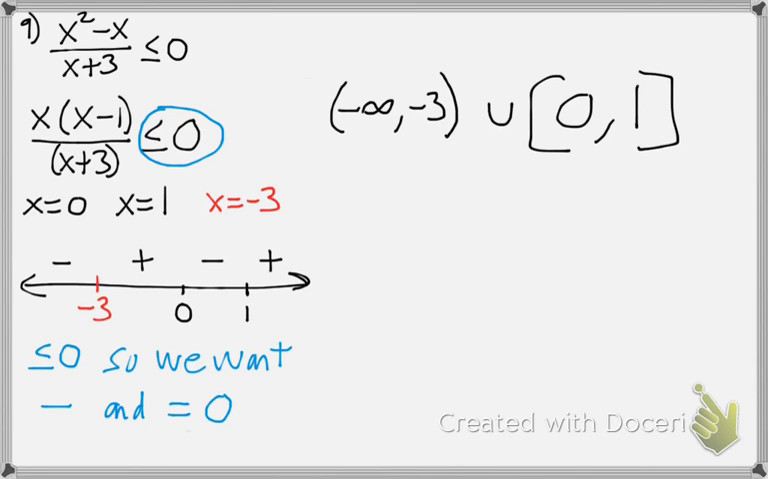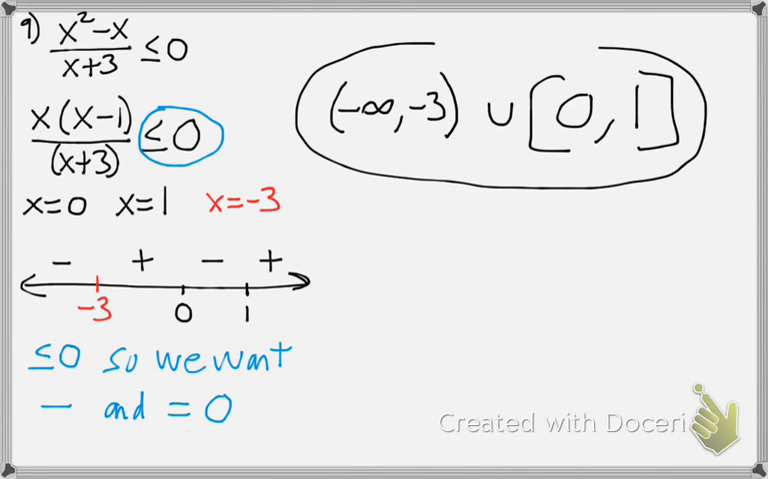So even though this is less than or equal to, even though we want to include where it's 0, at negative 3, it's not 0, it's undefined, and it can never be there. So you can never put a bracket around an undefined cutoff point. So this will be our answer.